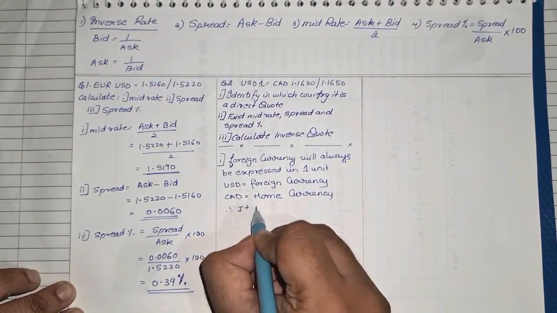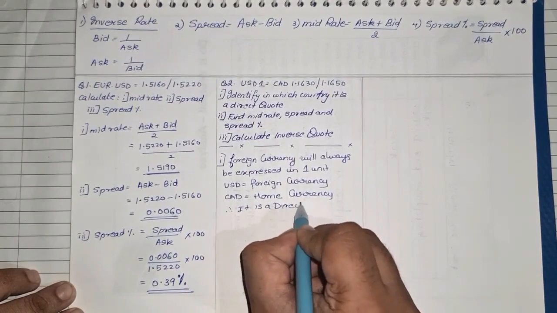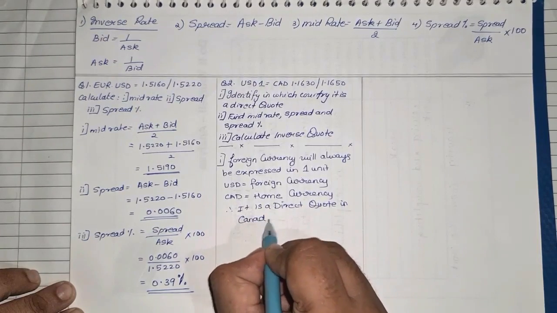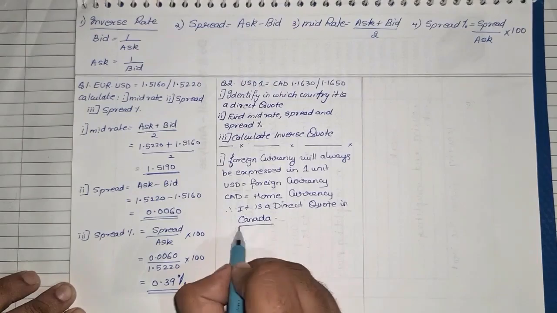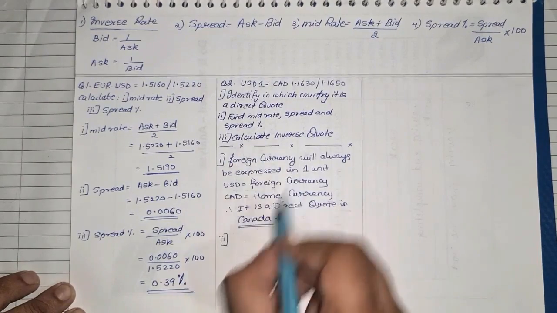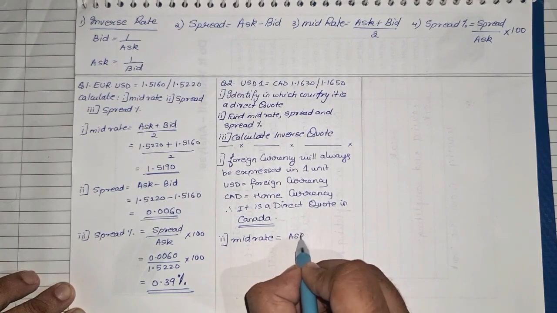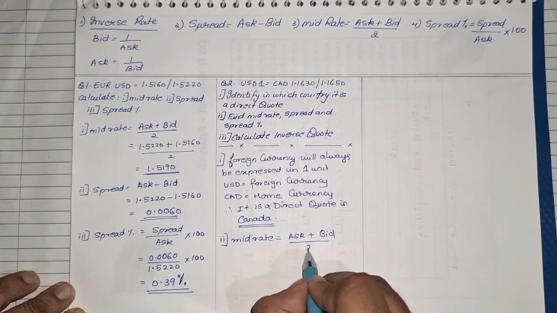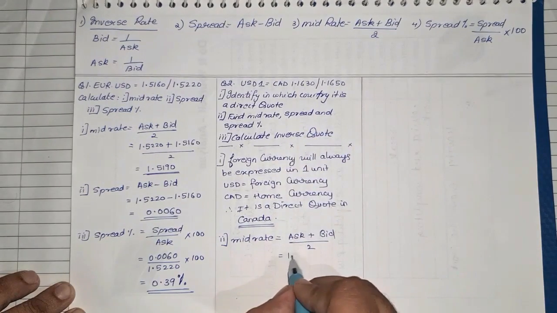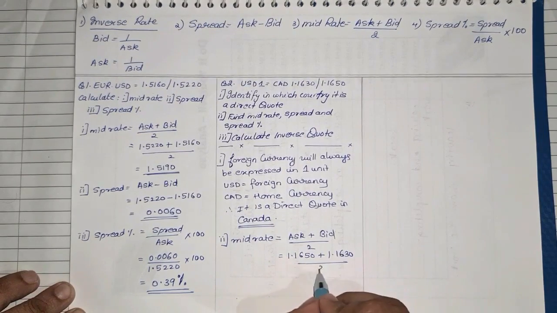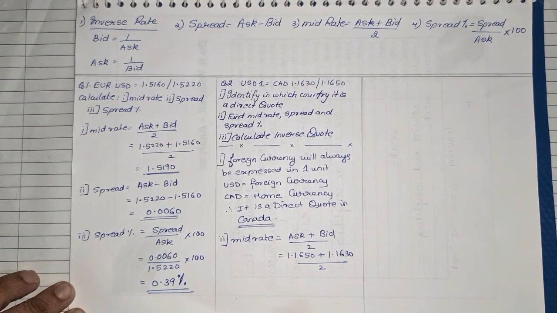So therefore, it is a direct quote in Canada. That's my first answer. Second, they have asked you to find the mid rate. So we'll write mid rate is equal to, now the formula was ask rate plus bid rate divided by 2. Ask is always the second one, so 1.1650 plus 1.1630 divided by 2. So when you add up, you should get your answer as 1.1640. That's your mid rate.